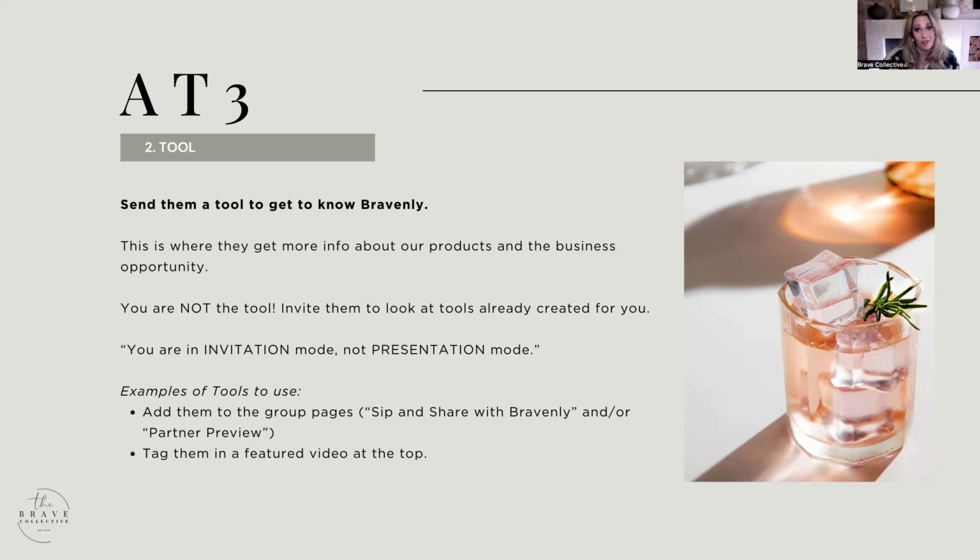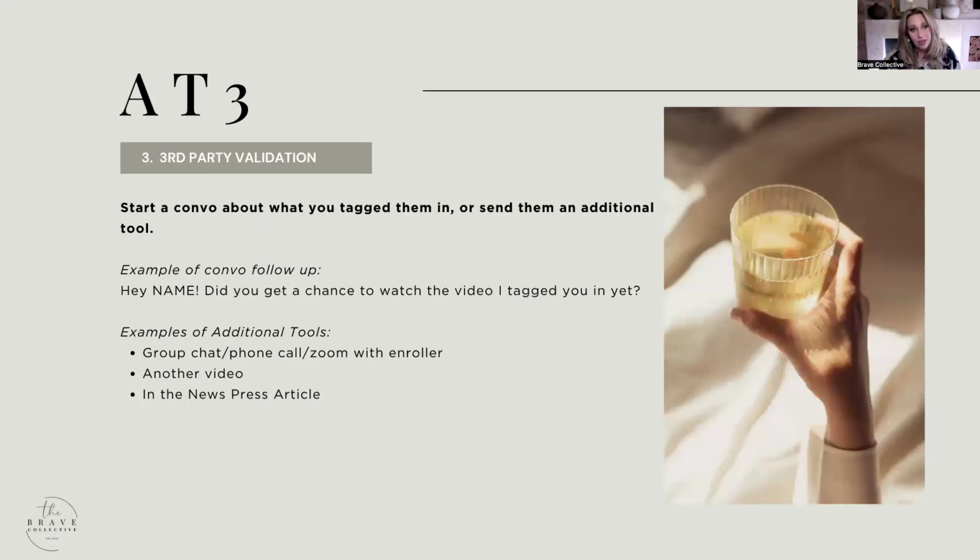So that's the T of AT3. So what does the 3 mean? 3 is the third party validation, okay? It's basically an additional way that you can share Bravenly with them, an added layer of support to share Bravenly with them. So that could be you starting a conversation after you tag them in that post or that video or that story, okay, to continue that conversation, or you could be sending them a different tool, another tool.